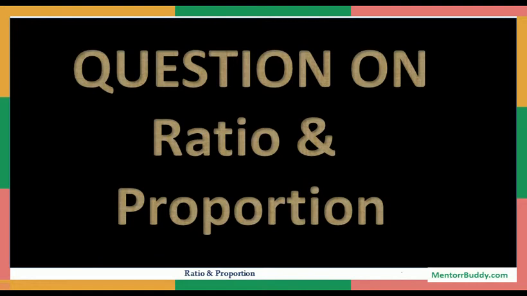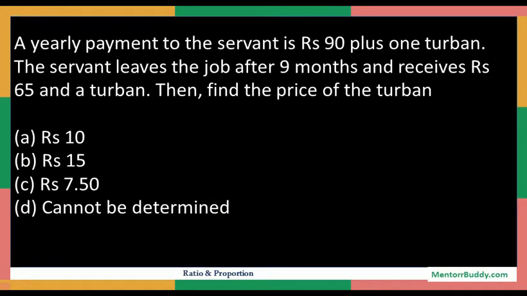Now coming to the question, it says the yearly payment to a servant is rupees 60 plus 1 turban. The servant leaves the job after 9 months and receives a sum of rupees 65 and a turban. Then find the price of the turban, and the respective options are rupees 10, 15, 7.5 and cannot be determined. Now in this kind of question the logic of ratio and proportion works.